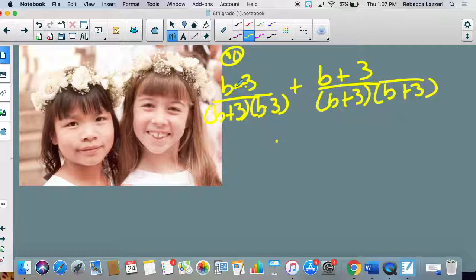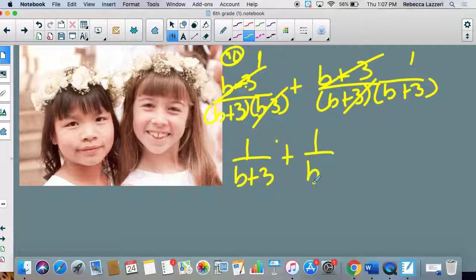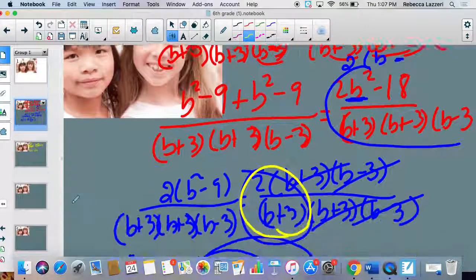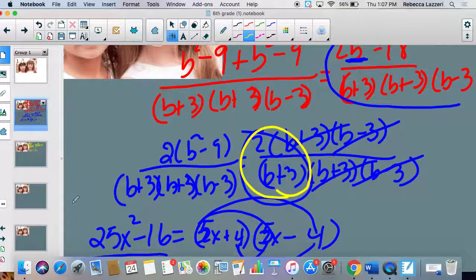The b minus 3's cancel out, and that leaves me a 1 on the top, 1 over b plus 3. Here the b plus 3's cancel out, and I have another 1 over b plus 3. So, how many 1 over b plus 3's do I have? 2 over b plus 3.